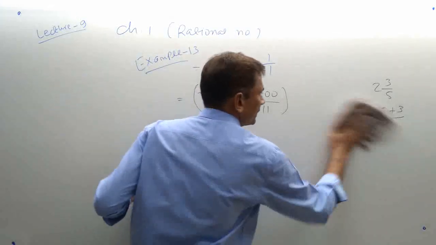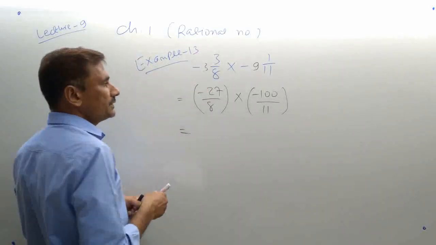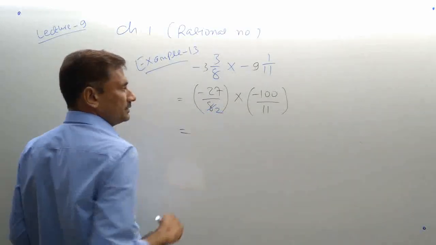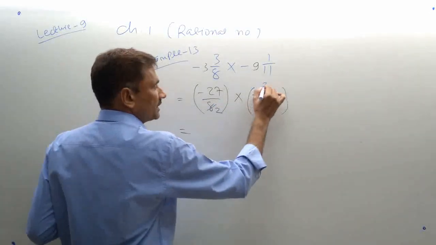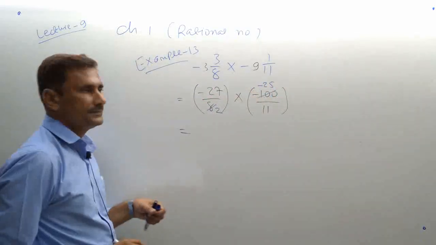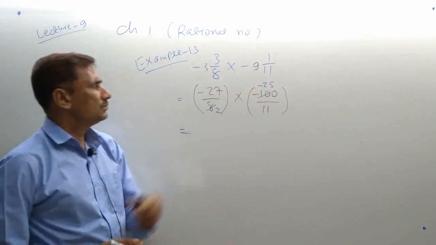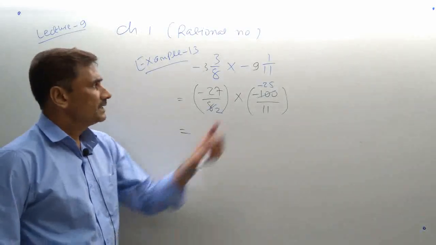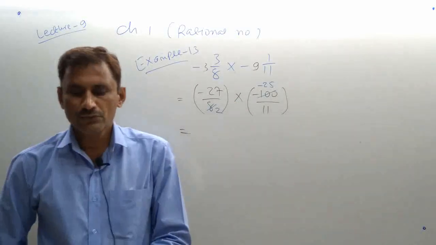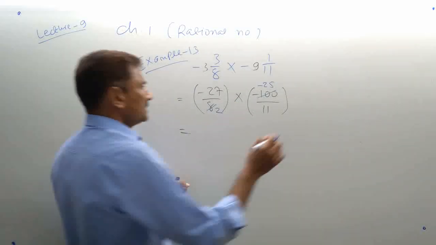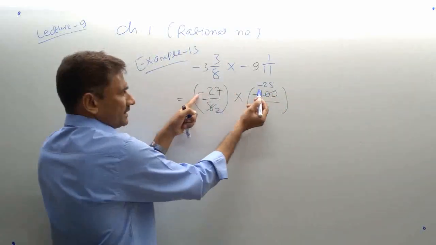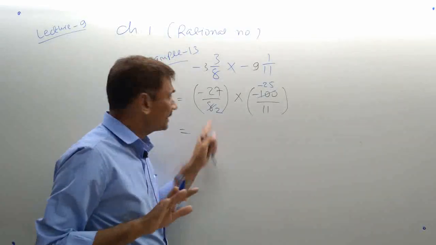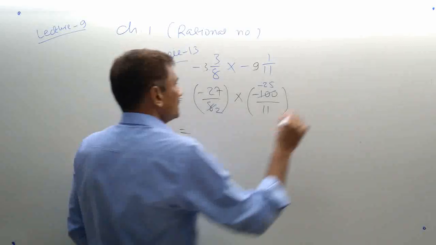Now look here, if any cutting is there, then do it. I can see that by 4 only I can cancel them out. 4 2s are 4, 25s are, and the minus sign will be here. Now no further cutting is possible. So just multiply them: 27 into 25 and 2 into 11. Let's see how much it is. First of all, minus and minus, so negative will be positive. So in the answer, no negative sign will be there.